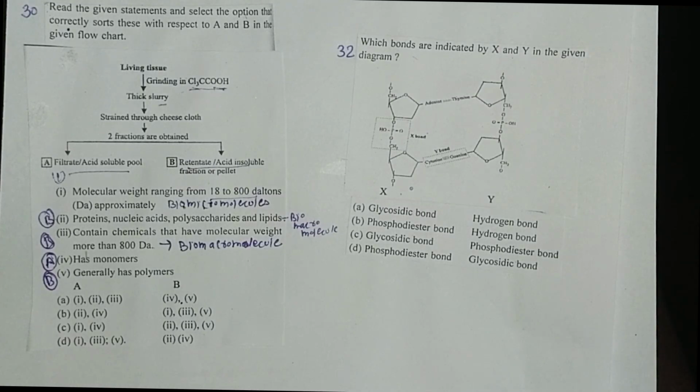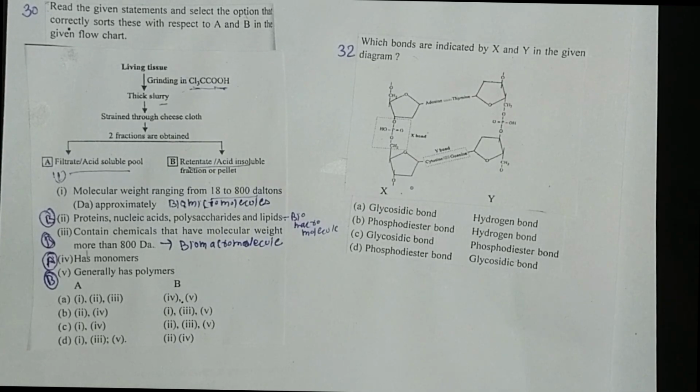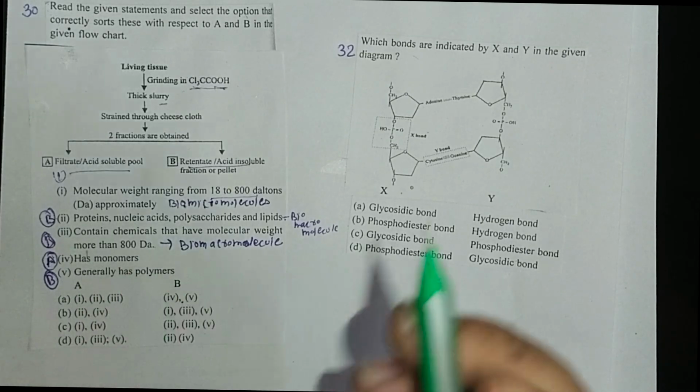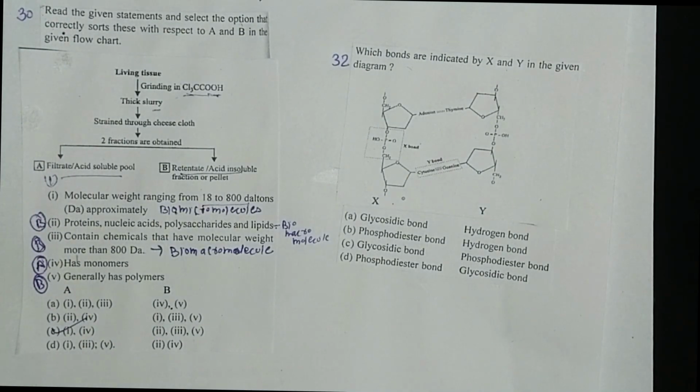So let's categorize this. First and fourth both are present in the acid soluble pool. So A is 1, 4. And B contains second, third and fifth. So C is the correct answer. Next, moving on to the next question.